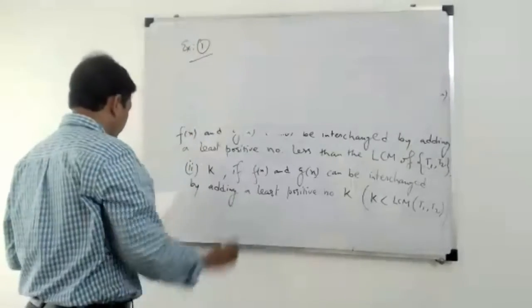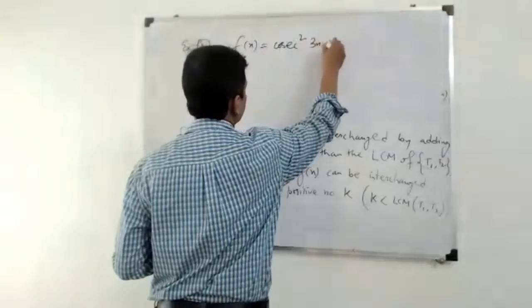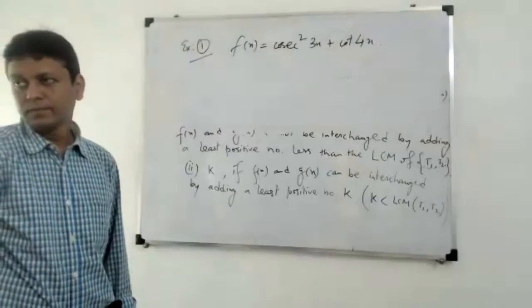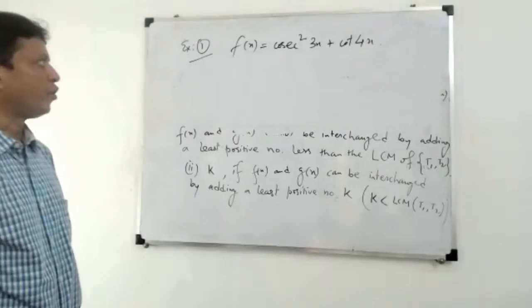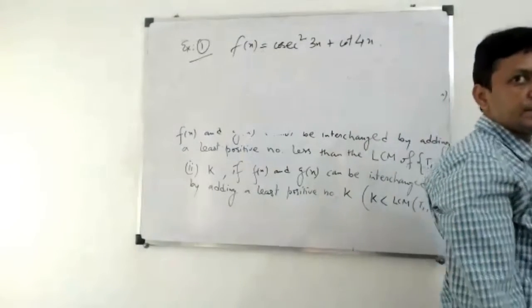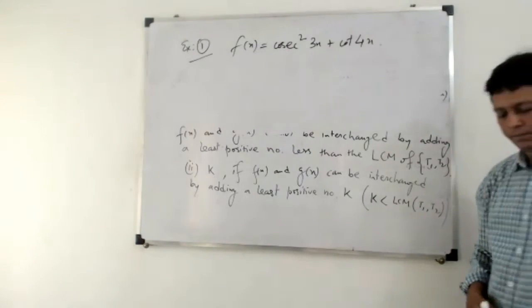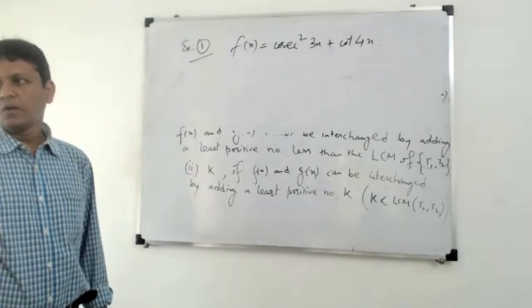Let's do some problems on periodicity. Problems on periodic functions. If f(x) is cosec squared 3x plus cot 4x, see the rules. What is the periodicity of cosec squared x? You have written the rules: sin to the power n, cos to the power n, sec to the power n have period pi for even power.